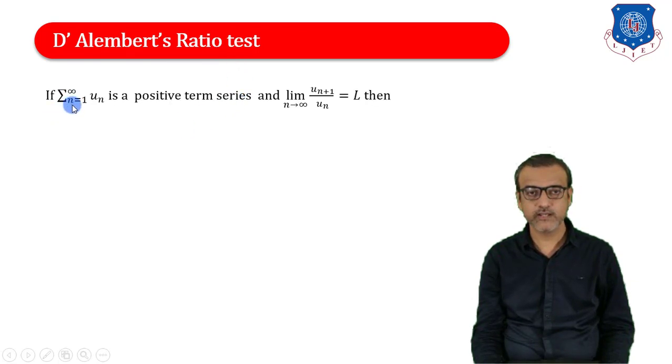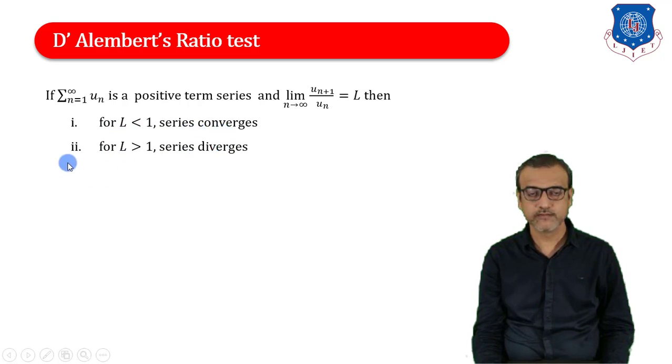If sigma n from 1 to infinity un is a positive term series and limit n tends to infinity un plus 1 upon un equals L, then first, for L less than 1 the series converges. Second, for L greater than 1 the series diverges. Third, for L equals 1 the test fails. So this is the statement of ratio test.